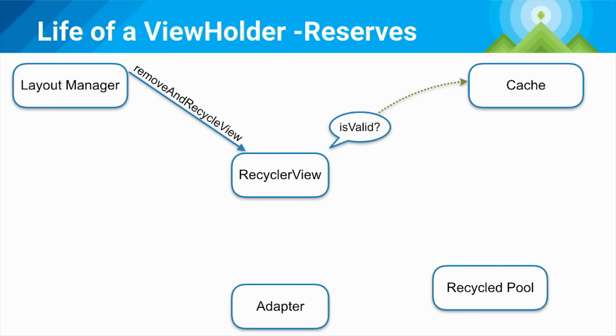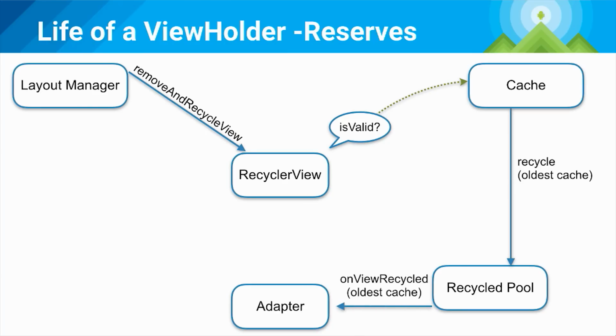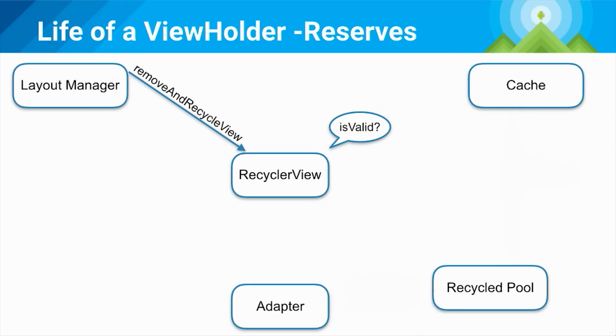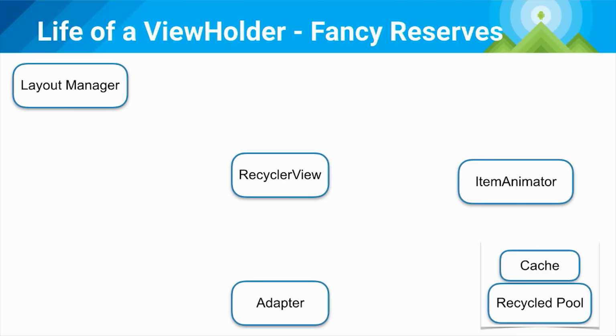If it is valid, we'll actually move it to the cache, from where we can bring it back without doing any operation. And the cache will invalidate the oldest one, and it's going to tell the adapter, OK, this view holder is now recycled. If a view is invalid, it will directly go to the pool, and the adapter will receive only the recycled callback. It's very important because this is when you don't receive view recycled, people get confused. Cache is important, it helps with performance.